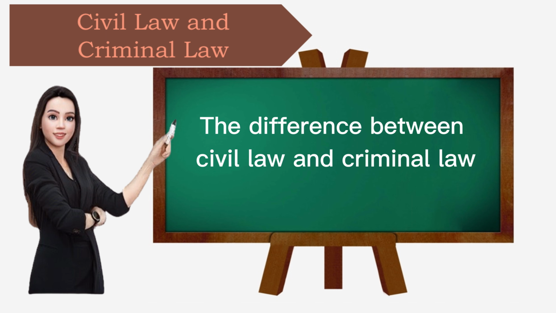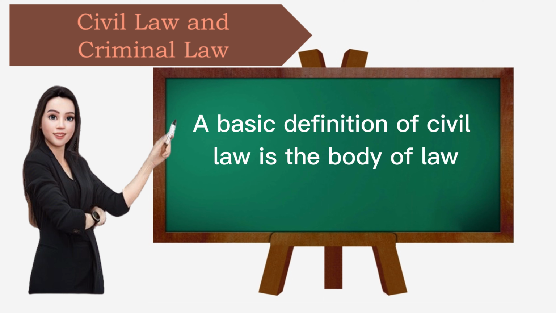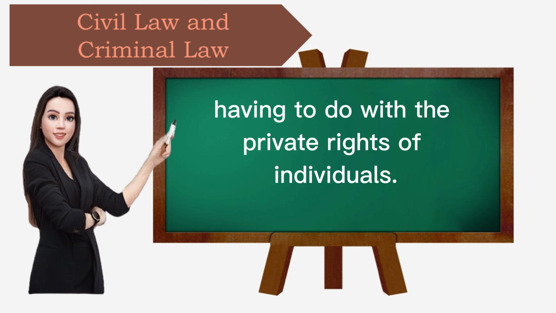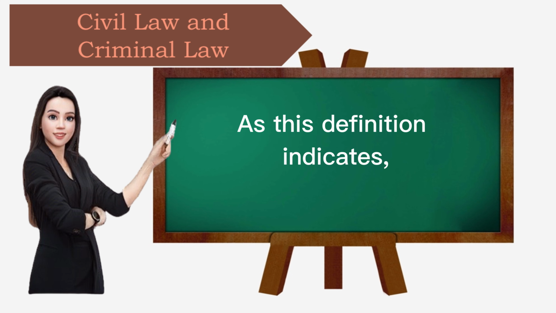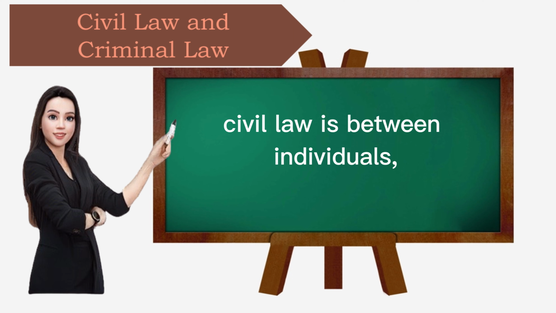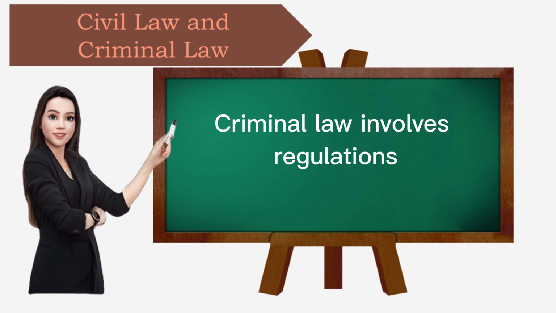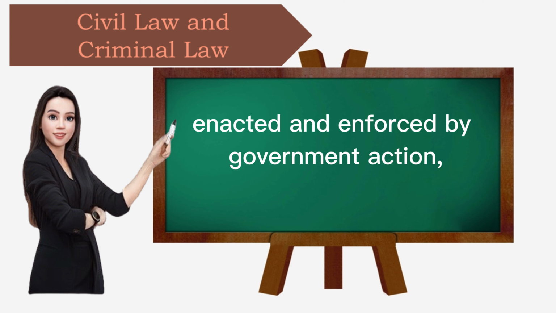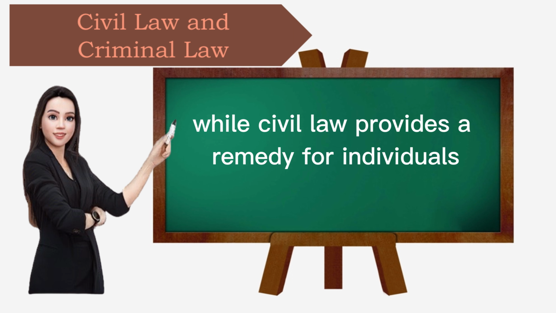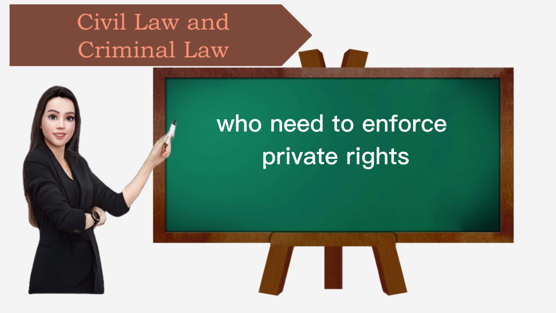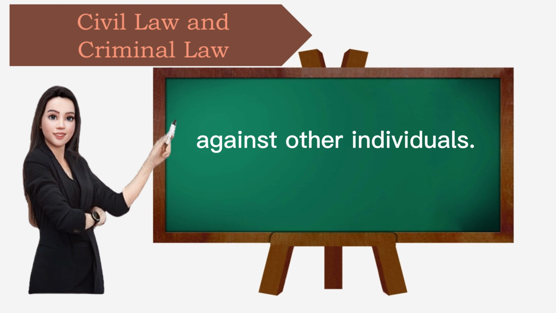The difference between civil law and criminal law. A basic definition of civil law is the body of law having to do with the private rights of individuals. As this definition indicates, civil law is between individuals, not the government. Criminal law involves regulations enacted and enforced by government action, while civil law provides a remedy for individuals who need to enforce private rights against other individuals.